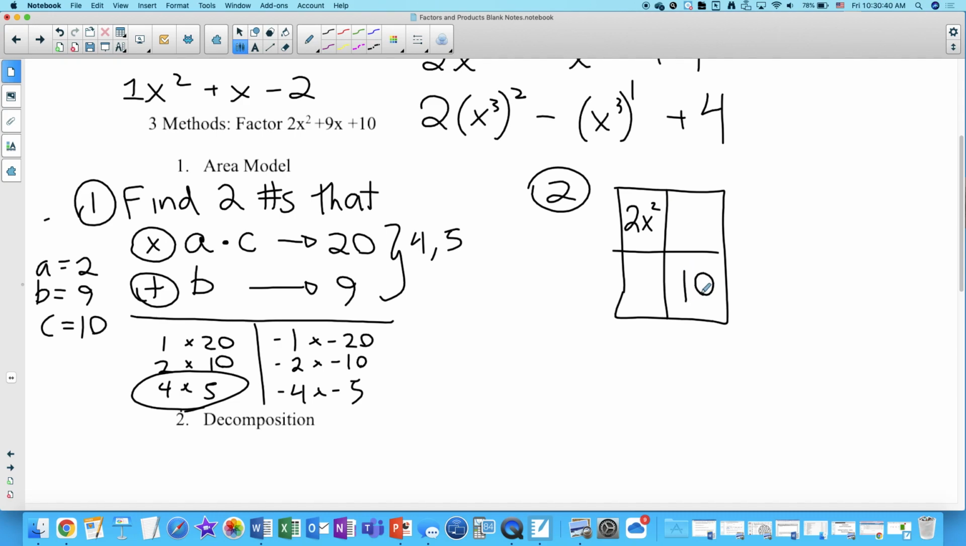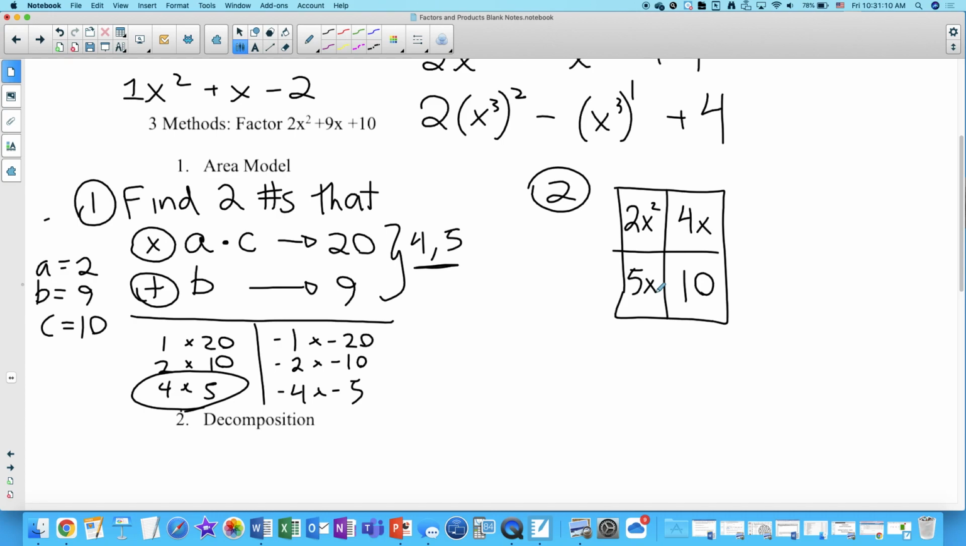And then the x terms were split up. The way we're going to split up the x term is using these two numbers. So instead of 9x, we're going to have 4x and 5x. Doesn't matter where you put each one. So I could put 4x here and 5x here, or you could swap them. Okay? So that's the second step.